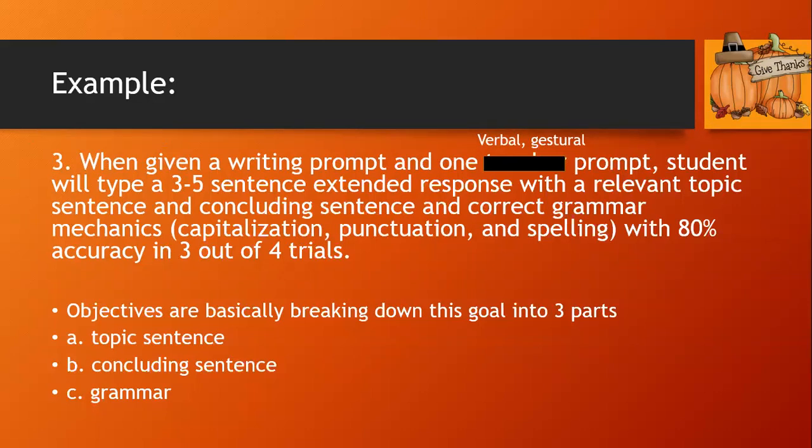Okay, student will type a 3 to 5 sentence extended response, and you don't really need relevant because it would be relevant with a topic sentence and concluding sentence and correct grammar mechanics. Okay, what we have are 2 skills still lumped together. I know people think there are certain ways you can write something where you can incorporate 2 skills, but with a rubric and the way you do it. However, in this you're talking about structure or mechanics. So you can't really lump structure and mechanics together.